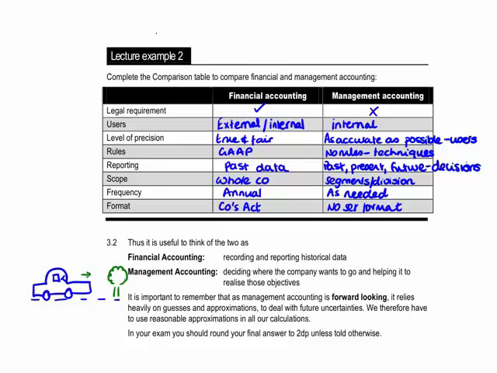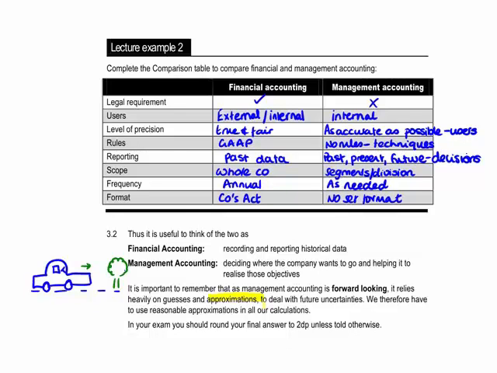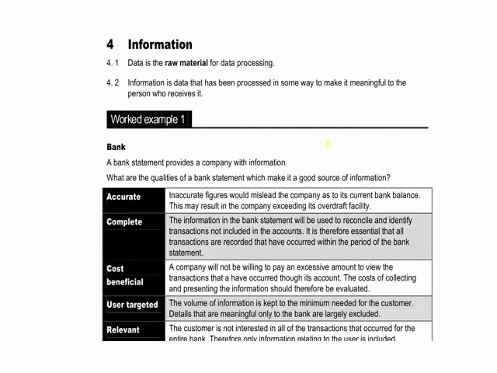It's very important for businesses, for their survival, that they are looking forward and making the best decisions. However, it's dependent upon guesses and approximations because the future is uncertain, so we're going to be using approximations quite often in calculations. Just a note that in your exam you should round your final answer to 2 decimal places unless you've been informed otherwise. We now need to consider the differences between data and information. Data is raw material which needs to be processed in some way.